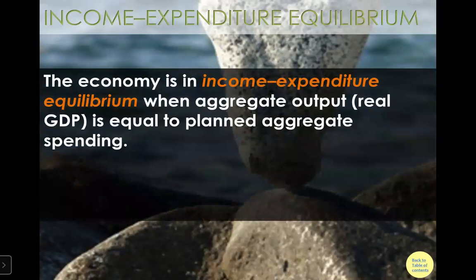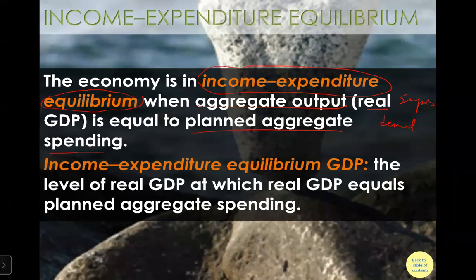Okay, so now we are ready to summarize what we learned. So essentially, we have done a lot of preparation. Now we are in the equilibrium, this income expenditure equilibrium. In some sense, it's very similar to the equilibrium we learned in microeconomics, like supply and demand. In this equilibrium, aggregate output, which is real GDP, equals planned aggregate expenditure. You can think about this as supply, this as demand.